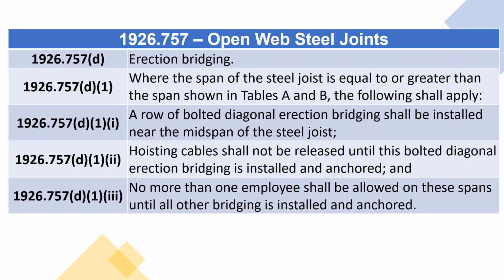1926.757 D, erection bridging. 1926.757 D1, where the span of the steel joist is equal to or greater than the span shown in Tables A and B, the following shall apply. 1926.757 D1 (i) through (iii), a row of bolted diagonal erection bridging shall be installed near the midspan of the steel joist. Hoisting cables shall not be released until this bolted diagonal erection bridging is installed and anchored, and no more than one employee shall be allowed on these spans until all other bridging is installed and anchored.